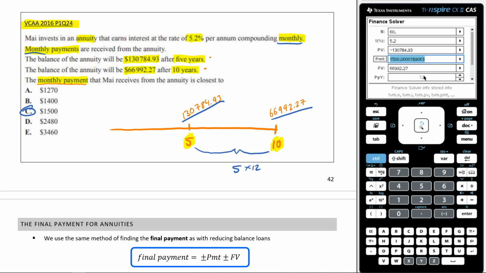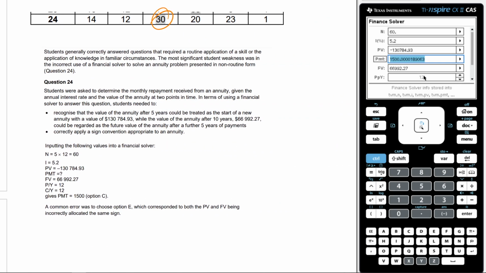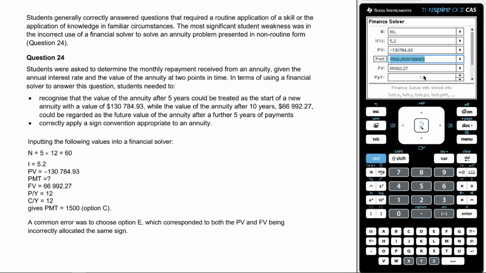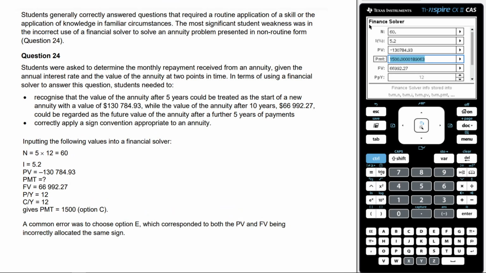Let's now see how many people got this correct. This is question 24. 30% of the state were able to answer this correctly, so not one that was well done. Let's now read through the examiner's report to get some background information on this. Students generally correctly answered questions that required a routine application of a skill or the application of knowledge in familiar circumstances. The most significant student weakness was in the incorrect use of a financial solver to solve an annuity problem that presented in a non-routine form in question 24.